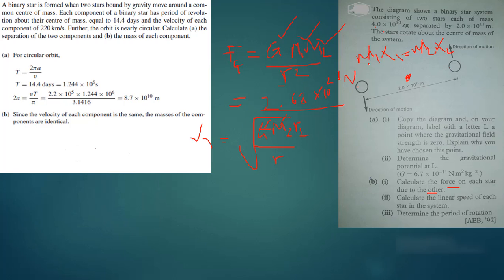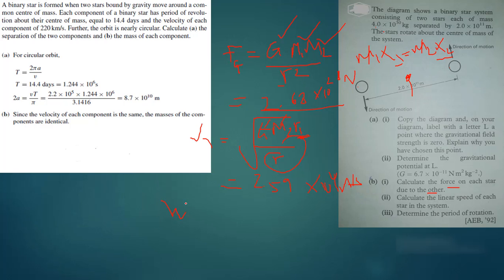So if m1 and m2 is equal, x1 and x2 they are equal. Therefore half of this will be r1, and huku chini itakuwa ni the total 2 times 10 power 11. Huku juu ni half the distance, huku chini ni total. So you put in the numbers, you should get your answers 2.59 times 10 power 4 meters per second.